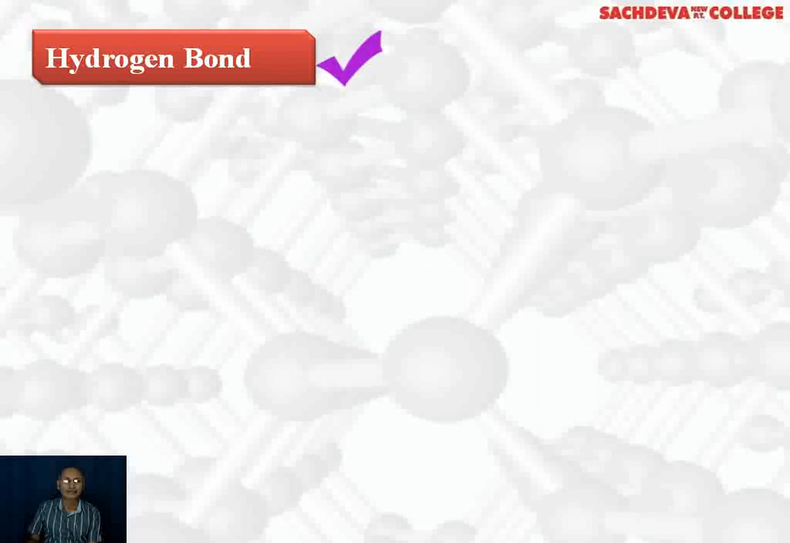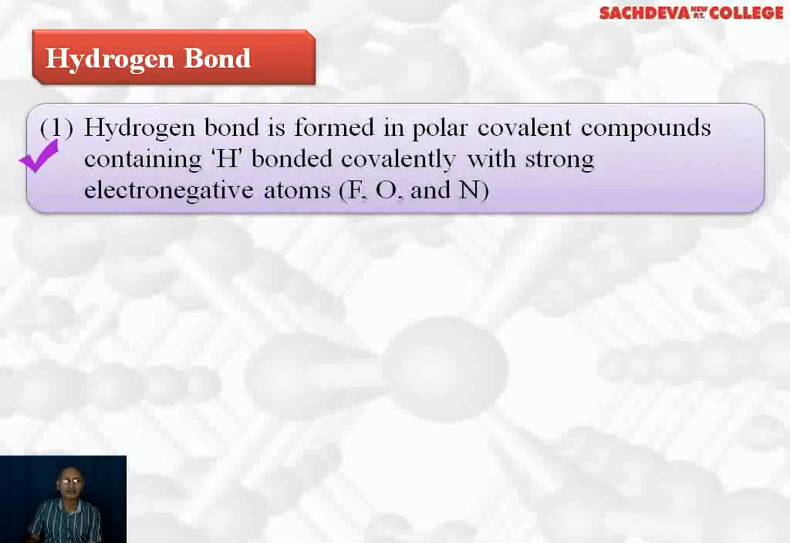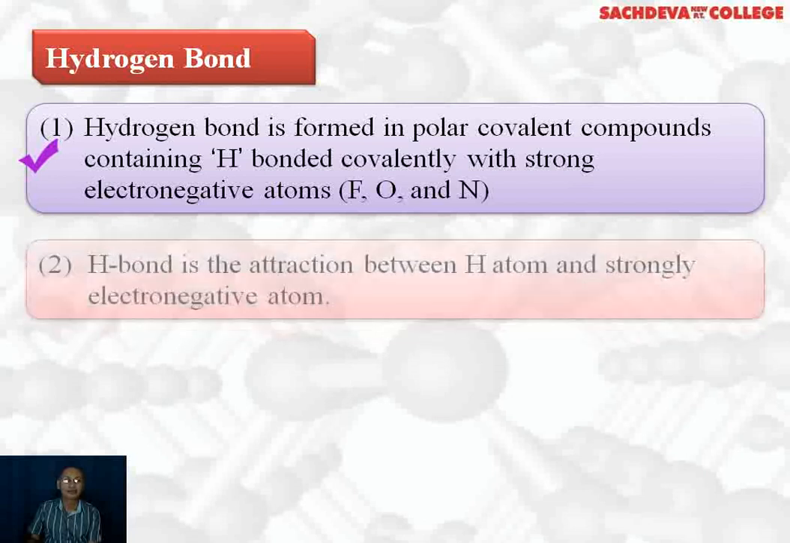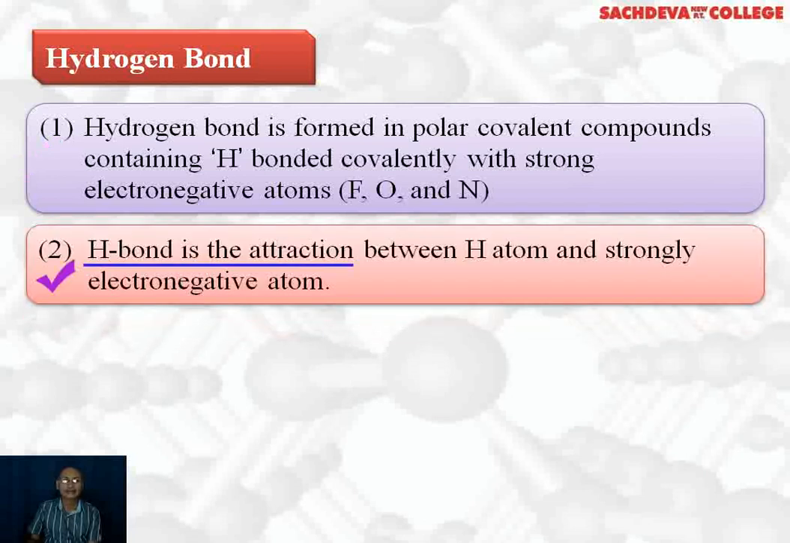Next topic is hydrogen bond. A hydrogen bond is formed in polar covalent compounds containing hydrogen covalently bonded to strongly electronegative atoms like fluorine, oxygen and nitrogen. That is, only those molecules which contain fluorine, oxygen and nitrogen can form hydrogen bonds, with a hydrogen atom attached to a polar molecule. A hydrogen bond is the attraction between a hydrogen atom and a strongly electronegative atom like fluorine, oxygen and nitrogen.